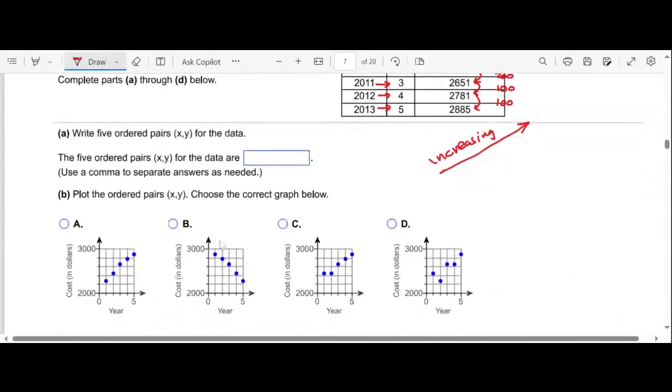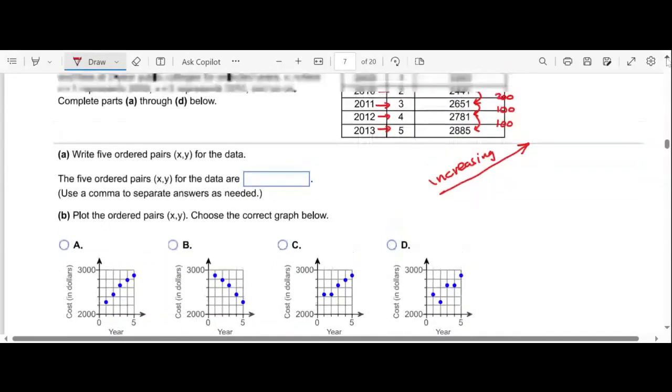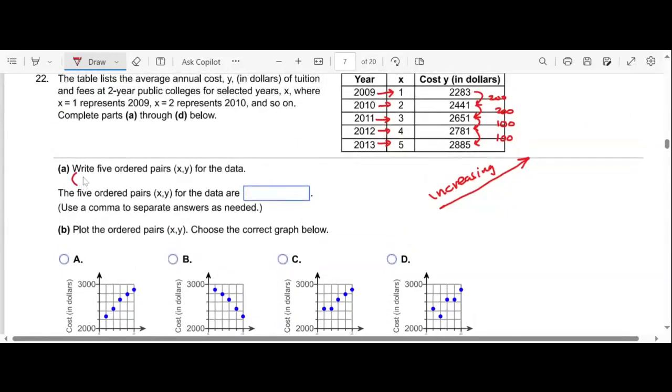So if you look at the graph here, write the ordered pairs. First, we have to write the ordered pairs, and that is very easy. All you have to do is say year 1 and the cost, then year 2 and the cost, and year 3 and the cost, and so on, until you finish all the years. Last year, 5 and 2,885. Those are the ordered pairs.